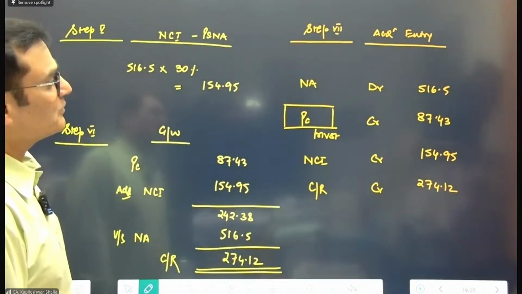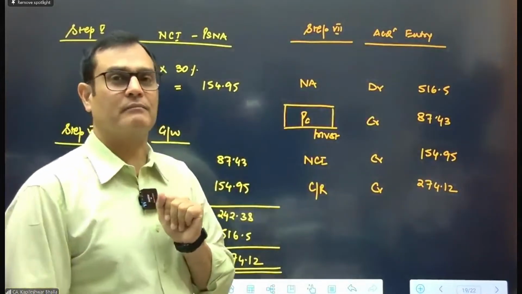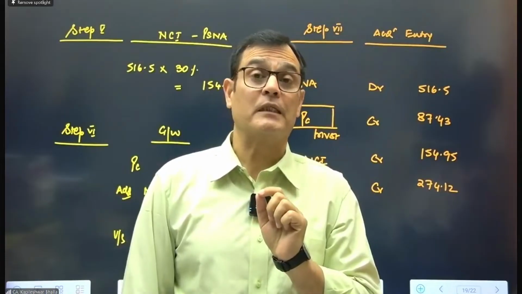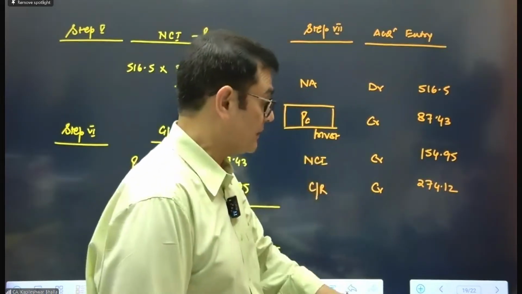Okay, so this is the acquisition entry, and yes, the entry is well tallied, so that takes care of the acquisition accounting entry. But the question is not done. The question is asking us for the balance sheet of Professional, and before I make the balance sheet, I want to first tell you something very interesting at this stage.